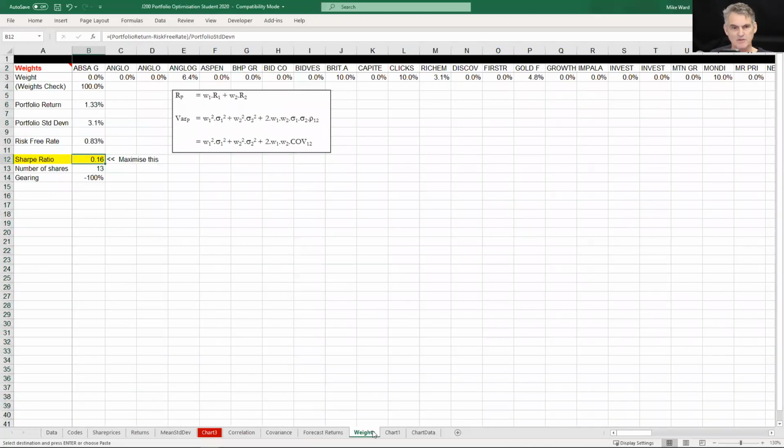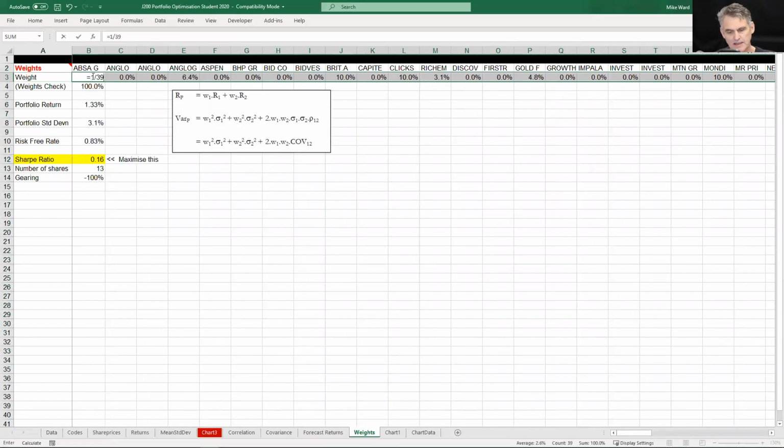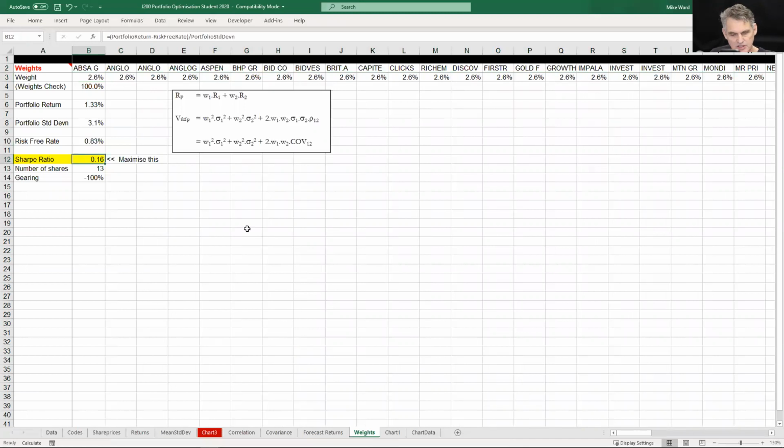So I'm going to go back to my weights. I'm going to restart everything back at the same place. I'm going to say equal 1 divided by 39. Equal weight these things to start with, and you can see my Sharpe ratio. Let's just recalc the spreadsheet, make sure it's all working, and you can see my Sharpe ratio now is minus 0.37. That's because there were some pretty bad forecast returns sitting in there now.